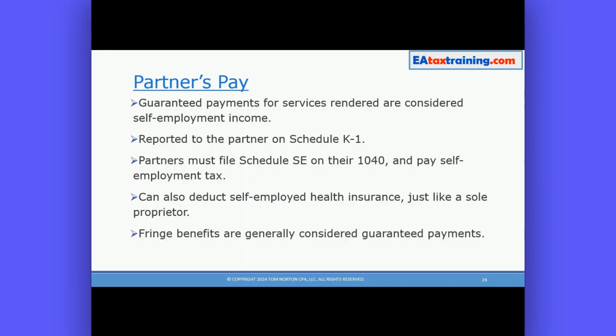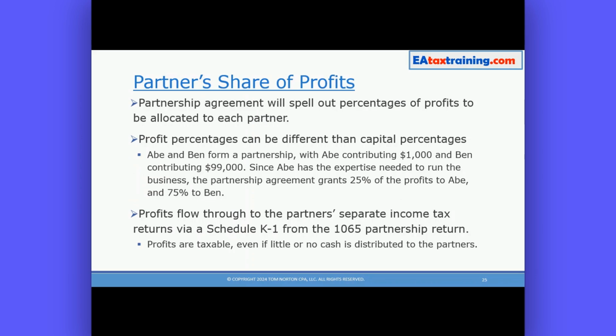And then fringe benefits that they get are generally also going to be considered to be guaranteed payments. So it's a little bit different than if you are an employee and some of those fringe benefits are not taxable. They will generally be taxable and be considered guaranteed payments.